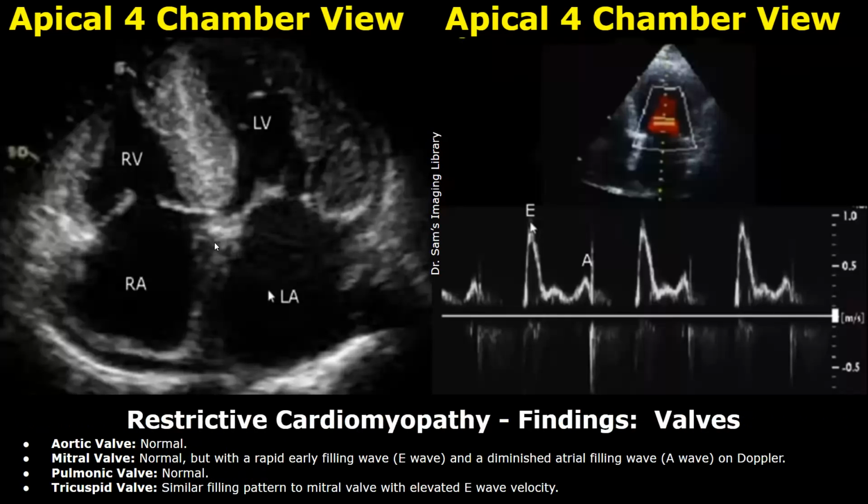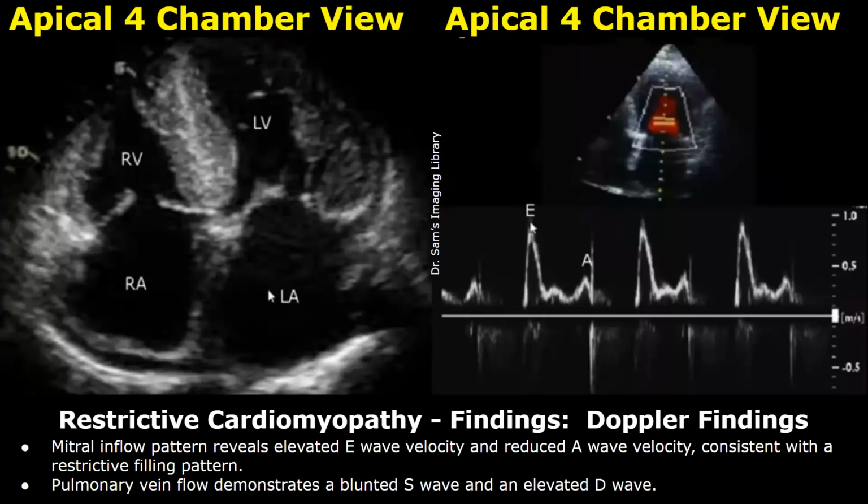The aortic valve is normal. The mitral valve is normal but with a rapid early filling wave, E wave, and a diminished atrial filling wave, that is A wave on Doppler. Pulmonic valve is normal, and in the tricuspid valve, similar filling pattern to mitral valve with elevated E wave velocity is seen.